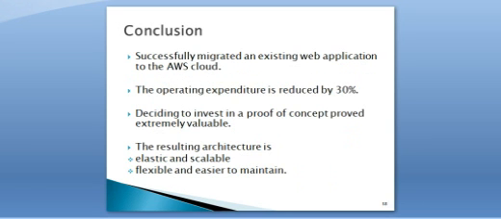Conclusion. The company was able to successfully migrate an existing web application to the AWS cloud. With minimal effort, the team was not only able to free up the physical infrastructure for other products, but also reduce the operating expenditure by 30%. Using the phase-driven approach, the development team was able to resolve all the financial, technical, and socio-political concerns. Deciding to invest in proof of concept proved extremely valuable. The resulting architecture was not only elastic and scalable, but also flexible and easier to maintain.